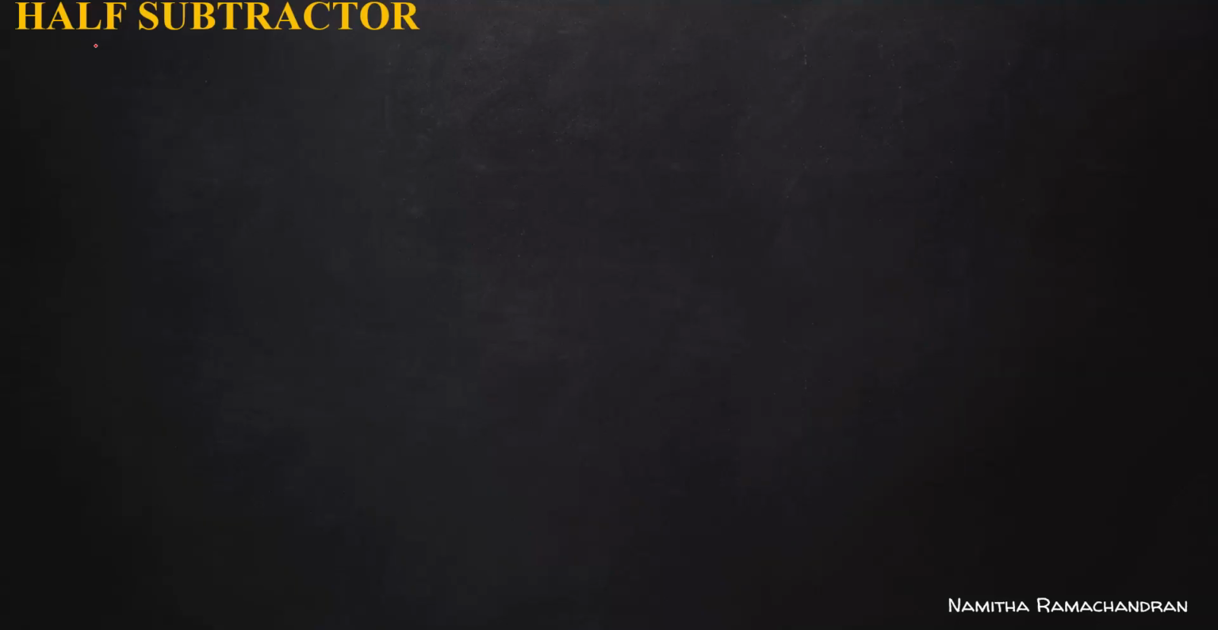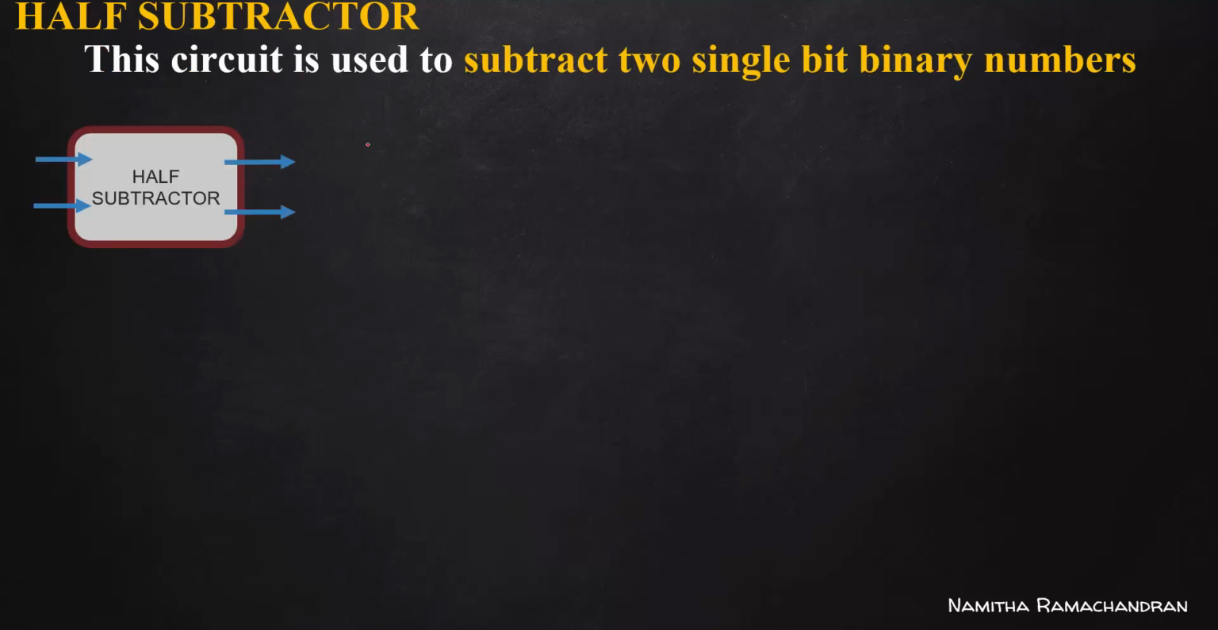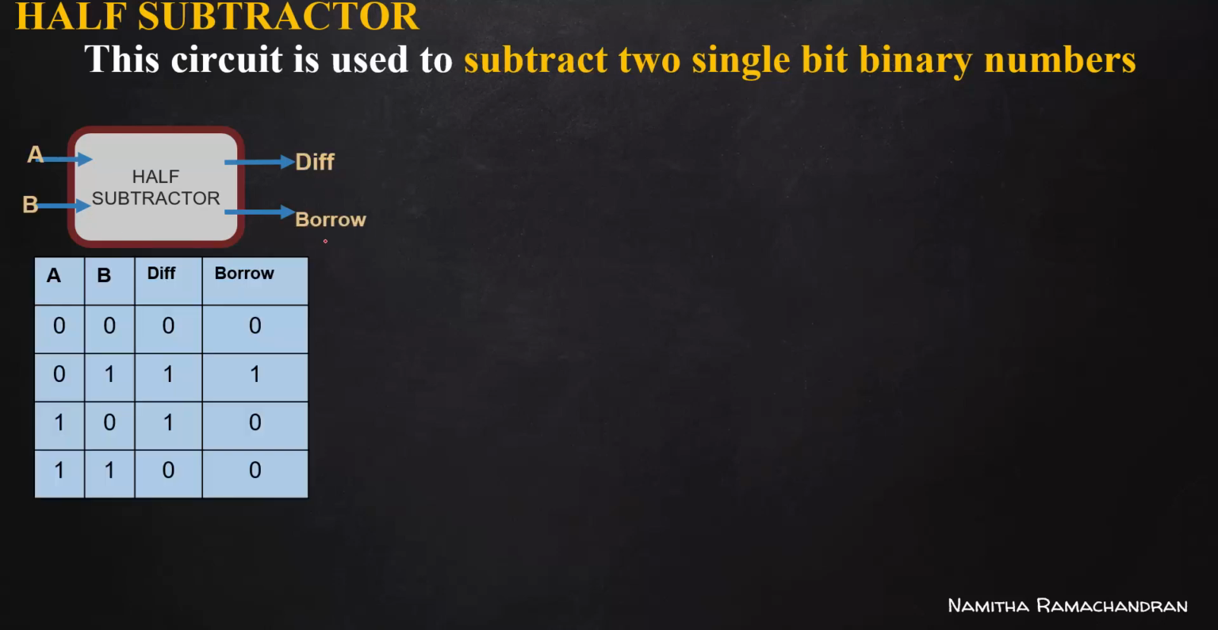And this is a half subtractor circuit. This is for subtraction. This is exactly like our half adder circuit, with 2 inputs, and it will generate the difference value as the result and borrow.